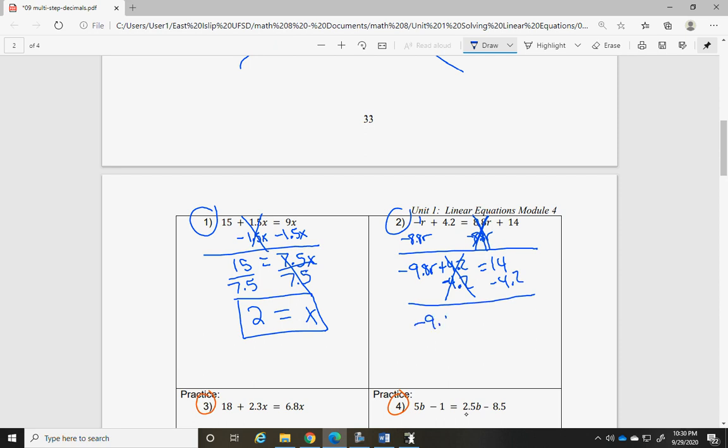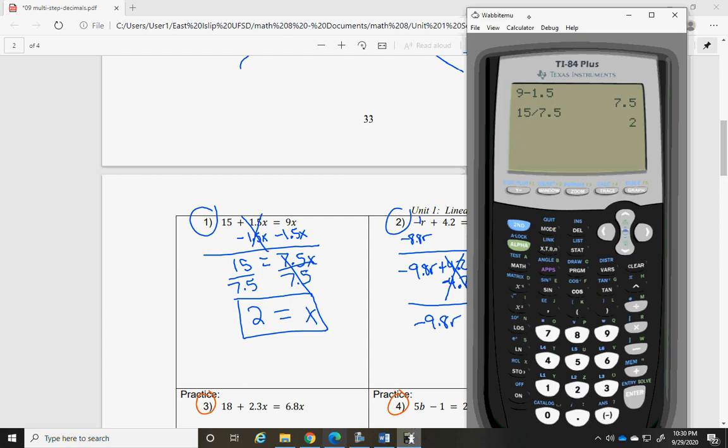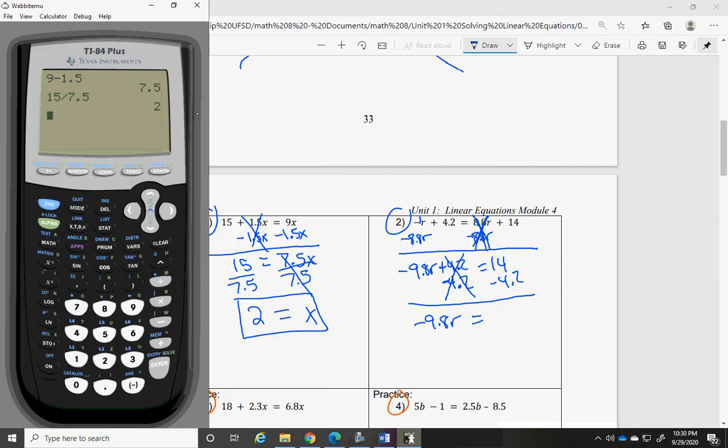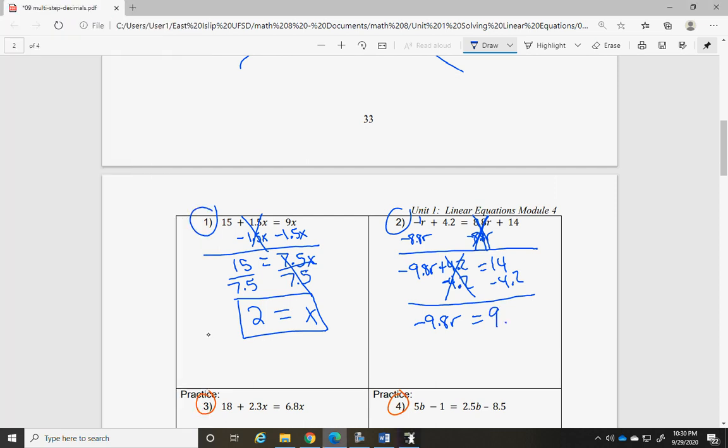So negative 9.8r equals, and you can use your calculator if you need to. Enter it exactly as you see it. 14 minus 4.2. I get 9.8. Divide both sides by negative 9.8. And r equals negative 1.